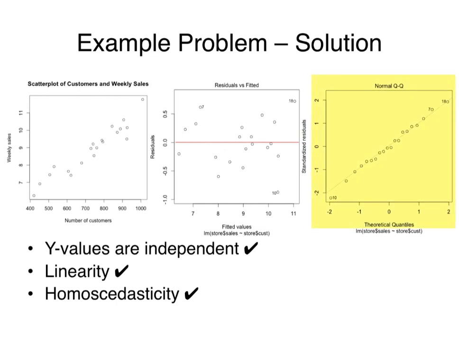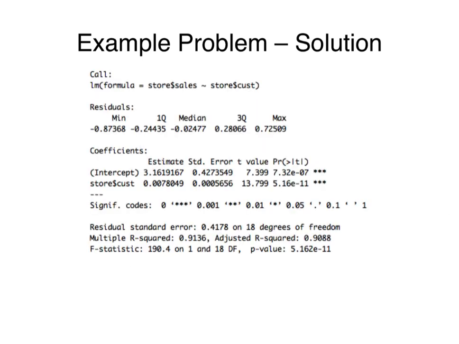And finally, we can check for normality with a QQ plot. And we can see that this approximates a straight diagonal line. So all of our assumptions for simple linear regression are approximately met.